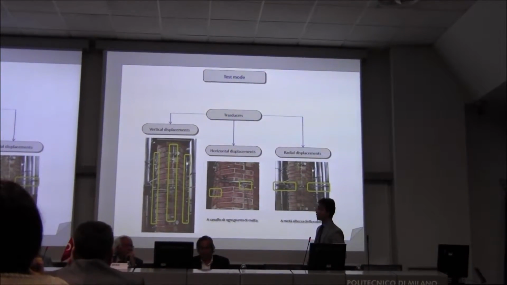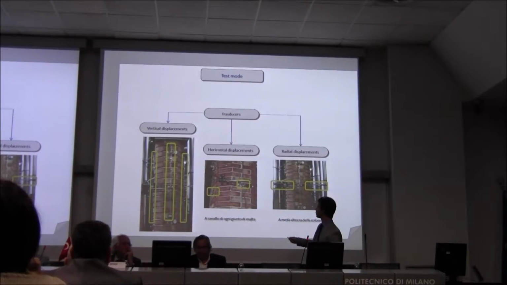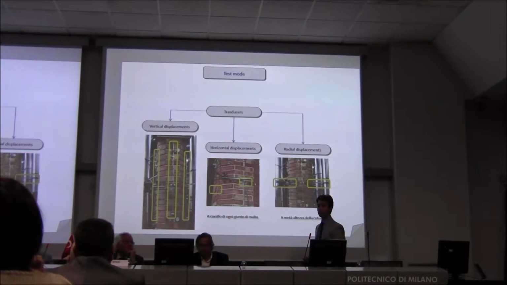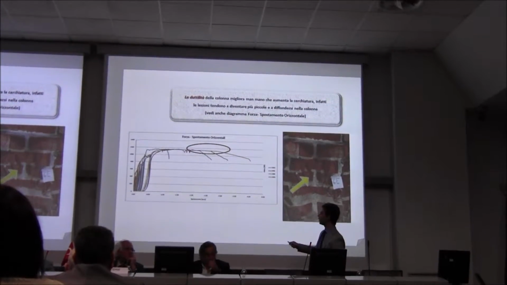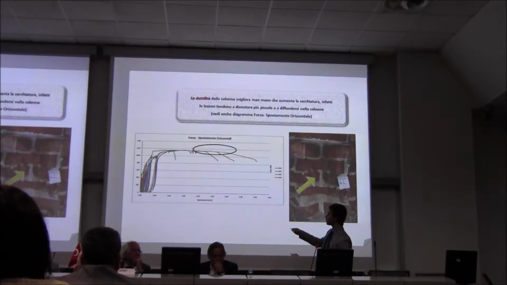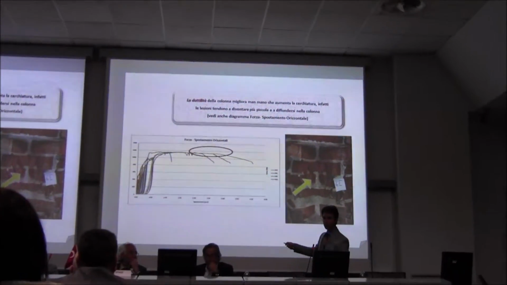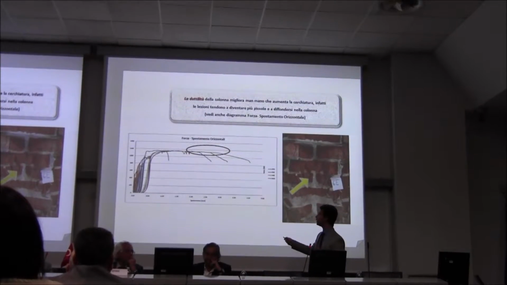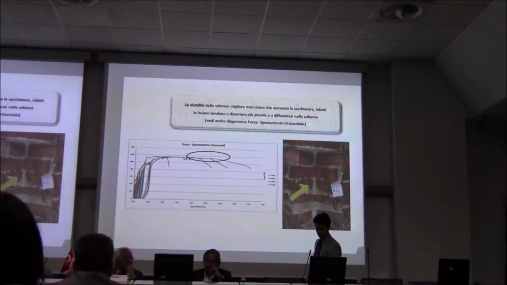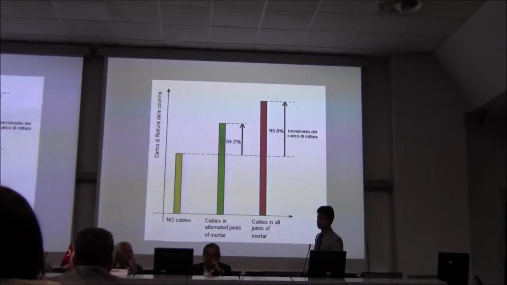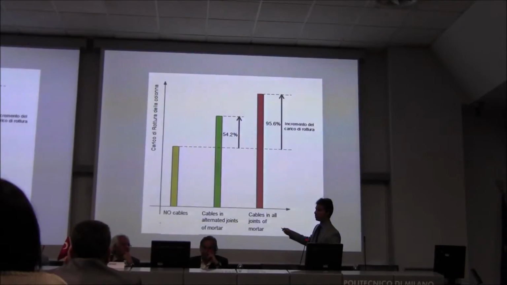The test consists in measuring vertical displacement, horizontal displacement, and radial displacement. And from the result, we can see that not only an increase of strength is obtained by introducing this wire, but even an increase of ductility in the specimen is obtained. So that you see, this is the collapse load of the column.